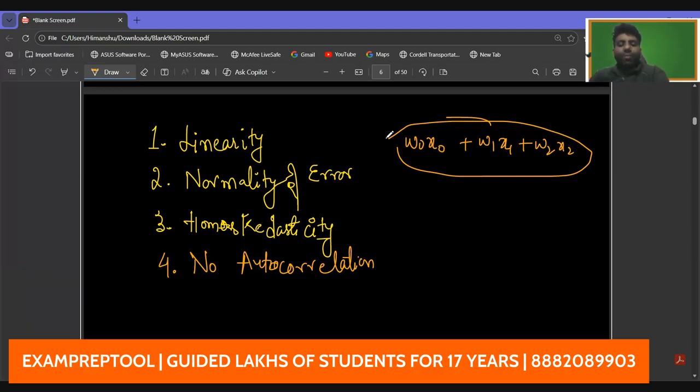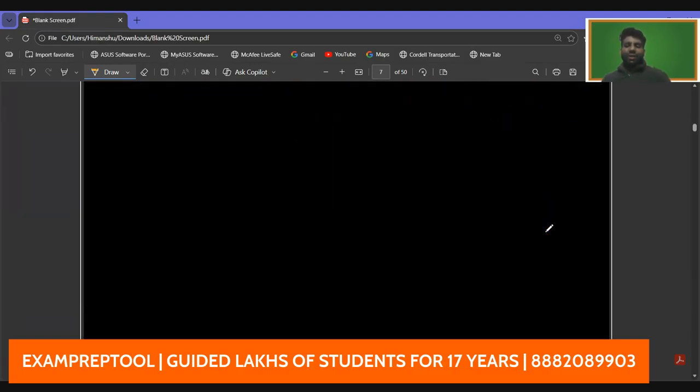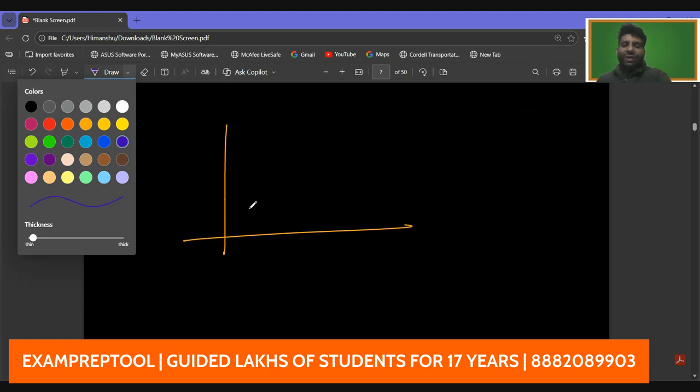What is the second point? Normality of error. Normality of error tells me that if I do this, I'll be getting this vector, which for me is going to be a vector only. Now if I look at the distribution of this error, what I shall be getting is a normal distribution. That means, for example, let me draw this simple line over here to help you understand. Let's suppose ideally the line which is fitting is this one.